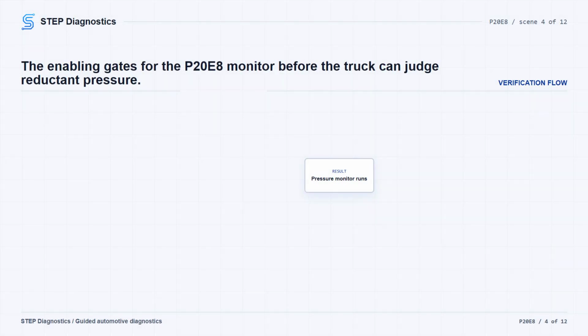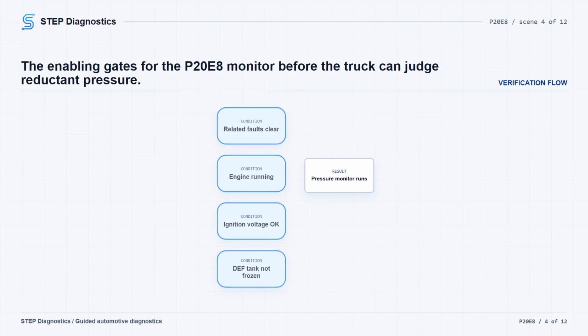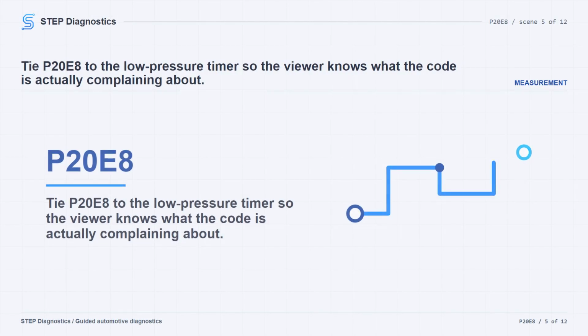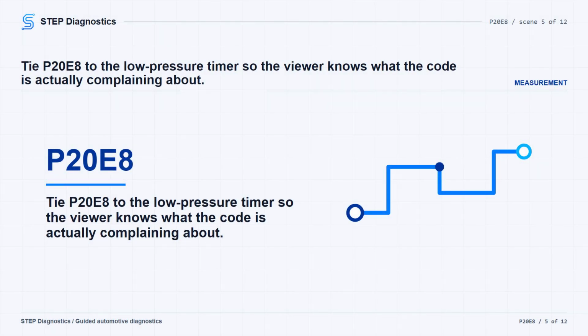For P20E8, I treat the run criteria as monitor gates. The engine needs to be running, ignition voltage needs to be greater than 11 volts, the reductant fluid reservoir must not be frozen, and the related pump and pressure sensor faults must not be set. Once those gates are met, the monitor runs continuously. The setting logic for this code is reductant pressure less than a predefined threshold for greater than 30 seconds.